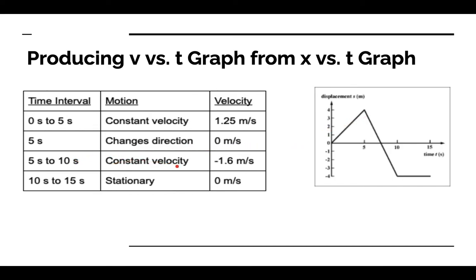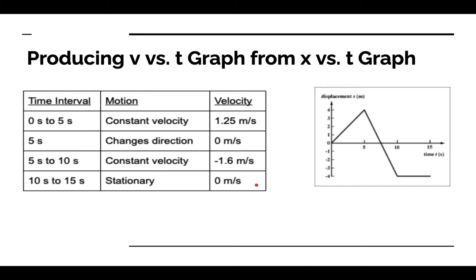From 5 to 10 seconds, we can see that our velocity is negative because the slope of our position versus time graph is negative. And when we calculate that slope, we get negative 1.6 meters per second. And lastly, from 10 to 15 seconds, our position doesn't change at all, which means we're at rest and our velocity is 0 meters per second.